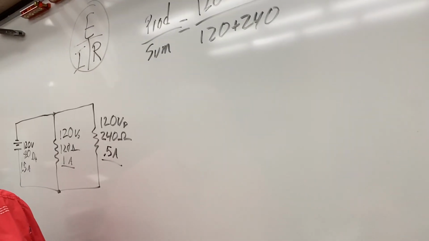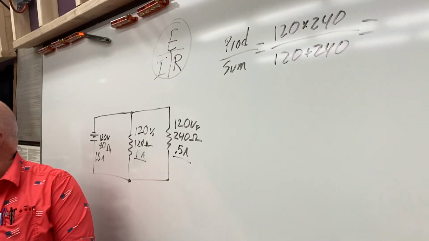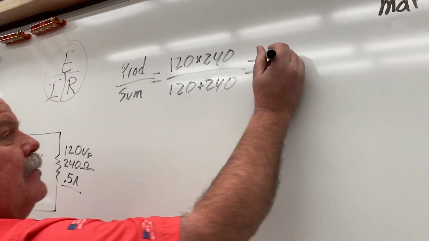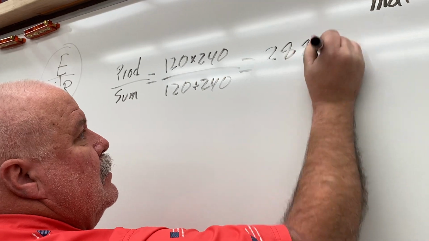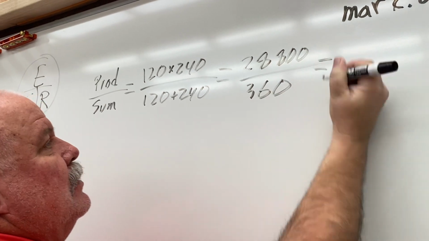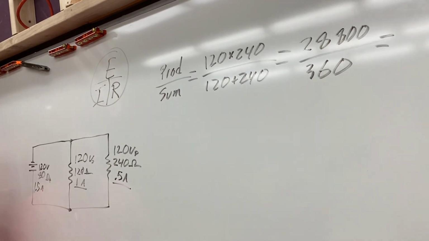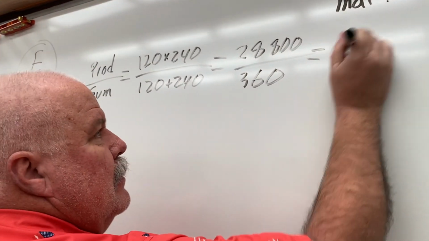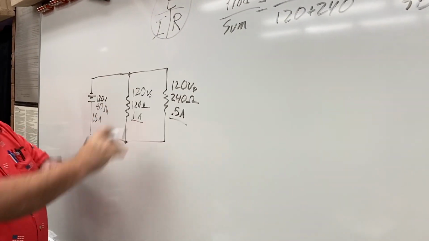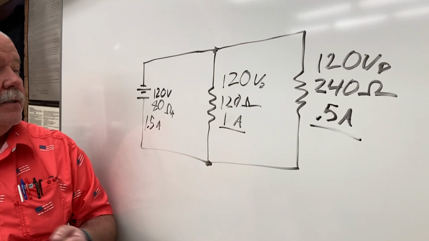Somebody with a calculator? You're doing calculations? 28,800. And then 120 plus 240 is 360, right? What's 28,800 divided by 360? 80. So this 80 ohms total is the total from these two resistances. We already did it the other way right over here to calculate that up. Cut that one.